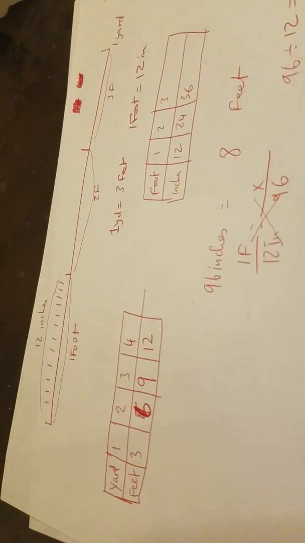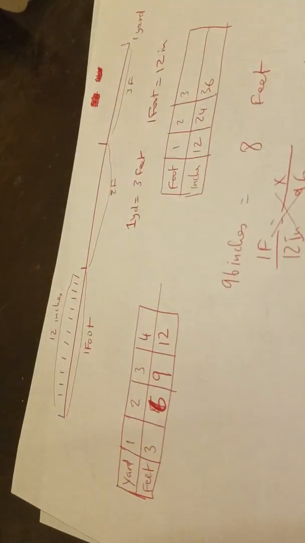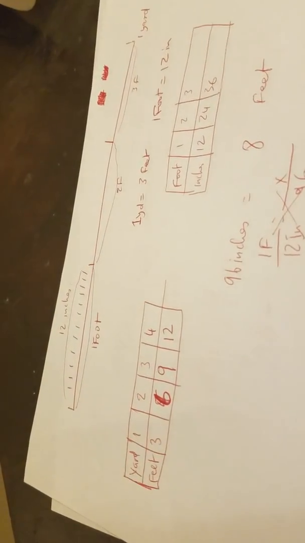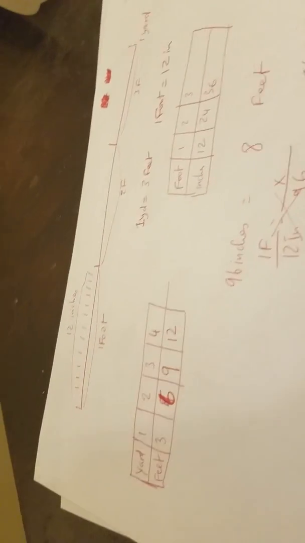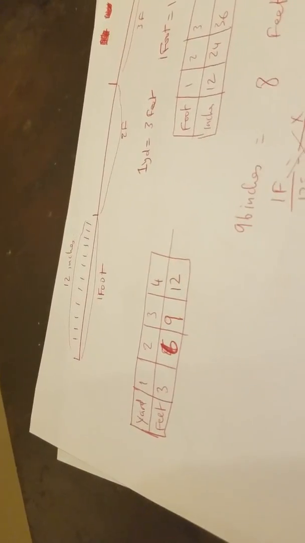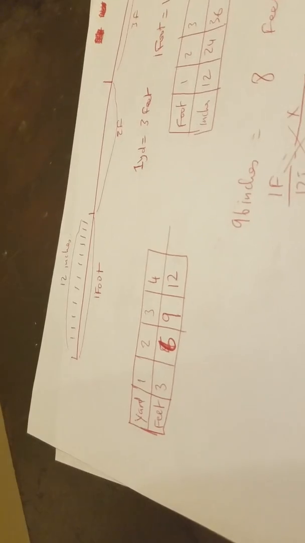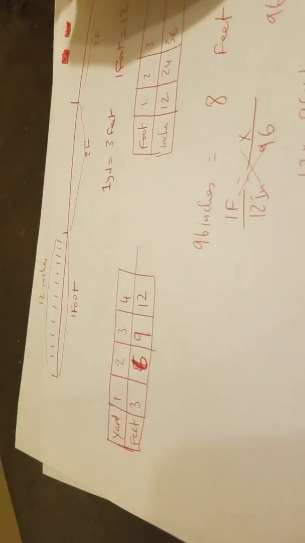Same thing if I ask you that 9 yards is how many feet. I know 1 yard is 3 feet, so 9 yards has to be more than 3 feet. In the other direction too, use your reasoning. When I say 10 feet is how many yards, I know that 3 feet equals 1 yard. So 10 divided by 3, it's going to be around 3 yards. All right, that's for one.